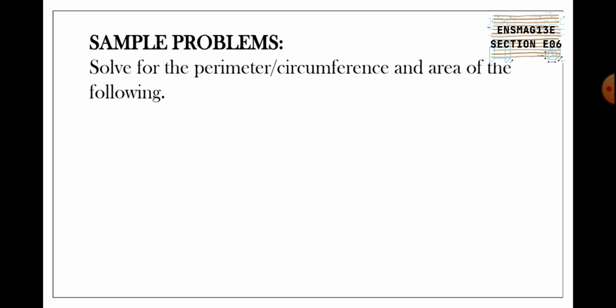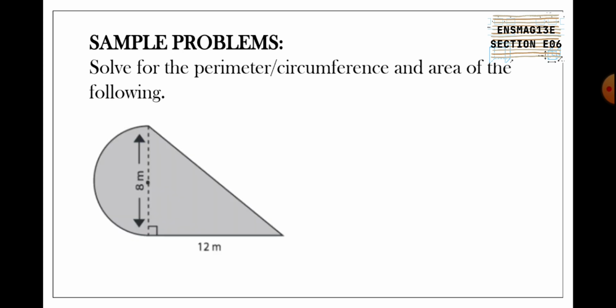Your next shape here, so this problem is a composite figure, a combination of a semicircle and a right triangle. So this one is a right triangle because of this sign. Whenever you see a triangle with that sign, that means that that angle is 90 degrees.